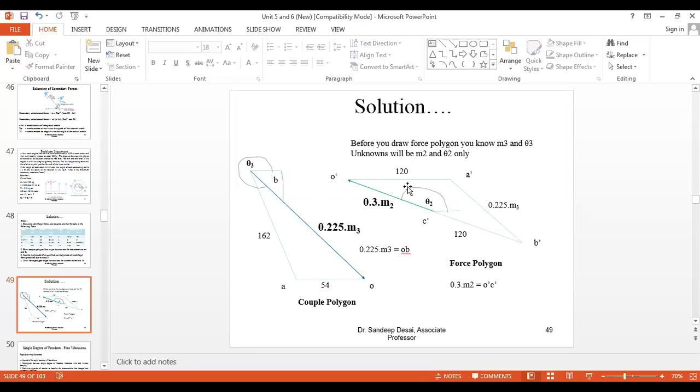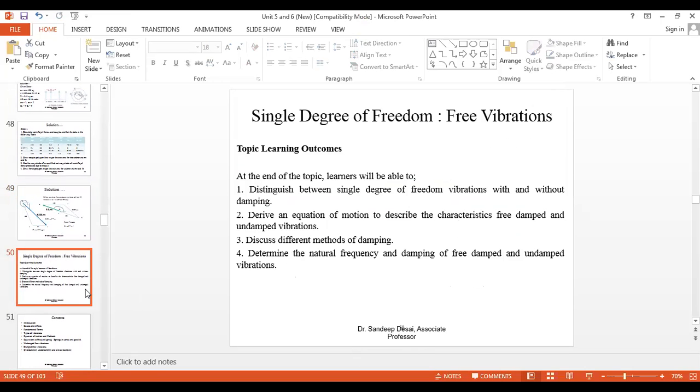Again, you have to measure it from horizontal. You will get it in anti-clockwise direction, or measure it in this direction, you will get it in clockwise direction. That is how you will get m3 and theta 3 after drawing the force couple polygon, m2 and theta 2 after drawing the force polygon. That is the way you should draw the force and couple polygon.